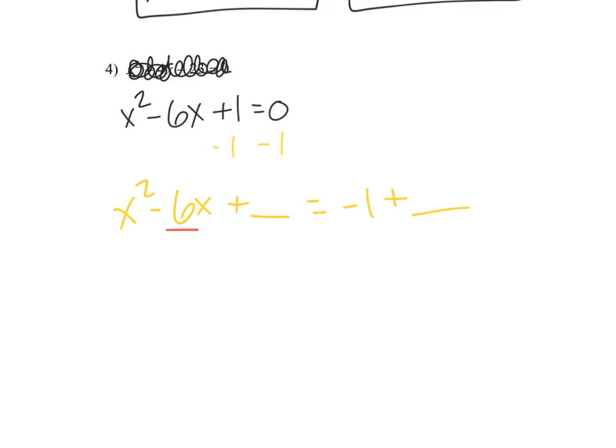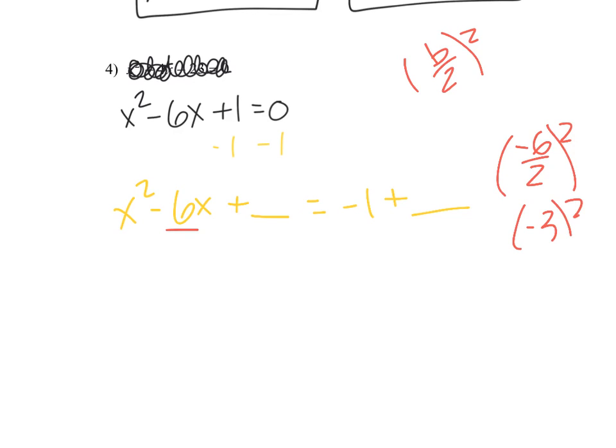I'm going to take my b value. I'm going to do negative 6 over 2 squared. Remember, b over 2 is how we find our new c value to get a perfect square trinomial. So negative 3 squared, make sure you keep your parentheses because you want to make sure that's positive. You want to square that negative so we get 9. So we add 9 here and we add 9 here to balance out the equation.